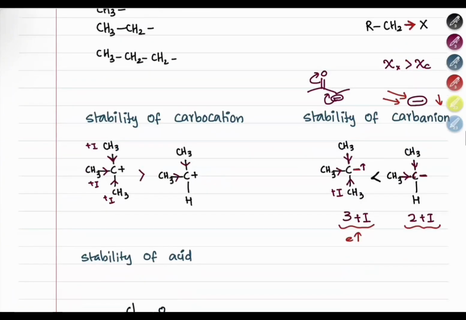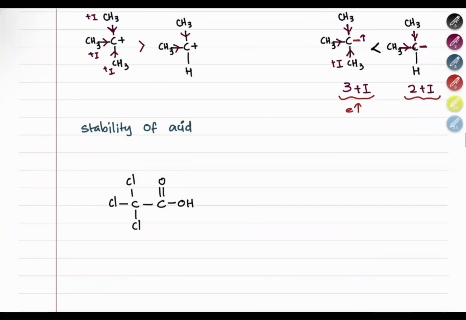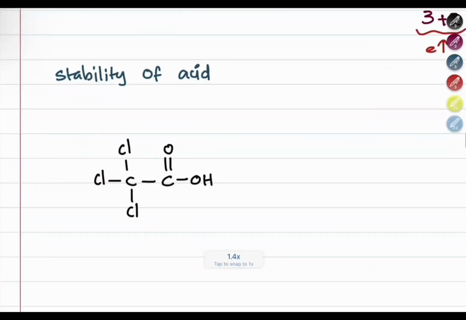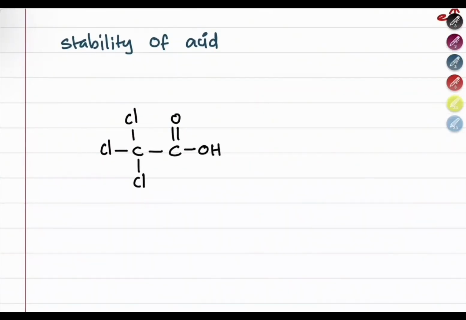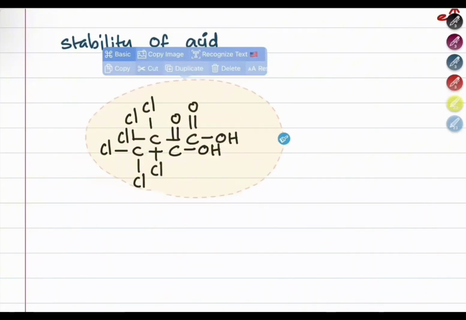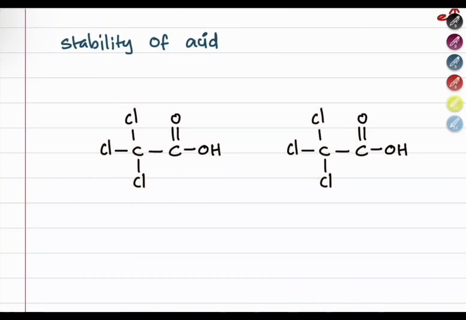Now we'll look into the stability of an acid in terms of inductive effect. So to know the inductive effect of groups on the stability of an acid, we'll compare the acidity of this molecule with some other molecule. Suppose a similar type of molecule, but here instead of one chlorine, one hydrogen is present. Which acid will be stable, we have to see. So again, we'll use the inductive effect of the chlorine atom here.